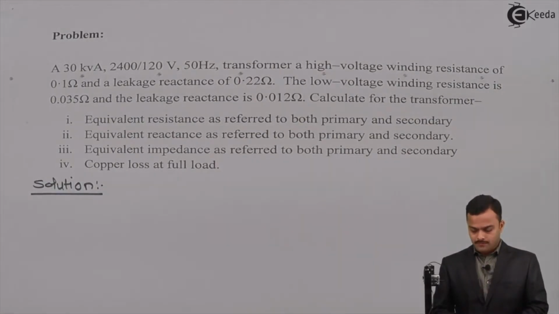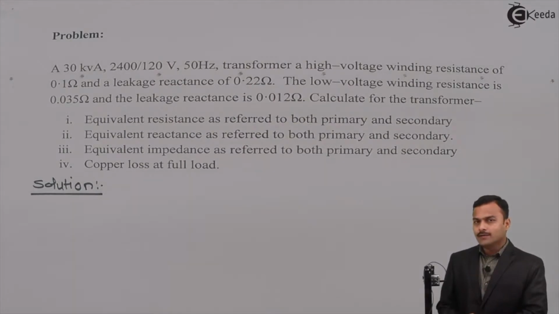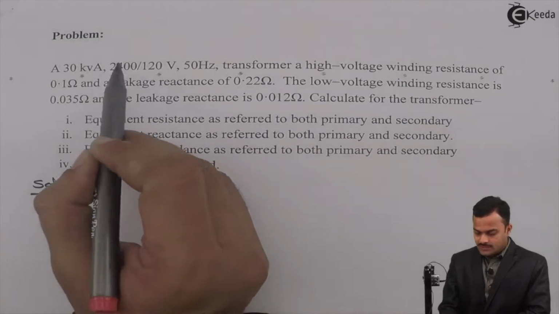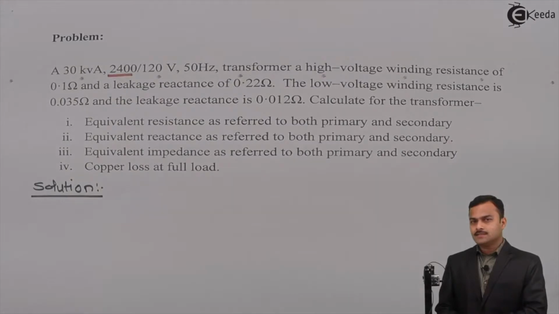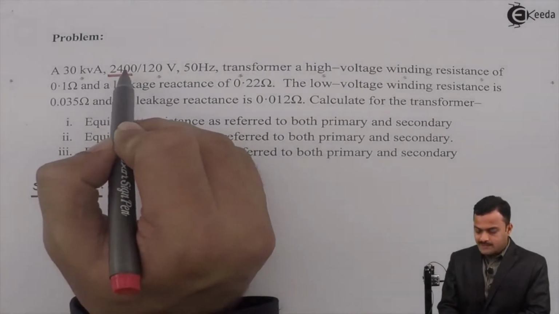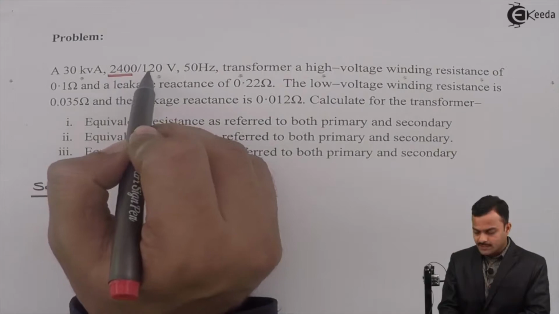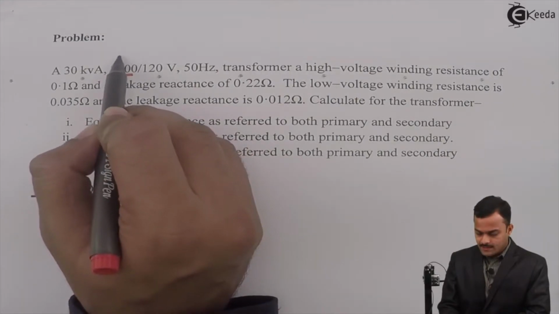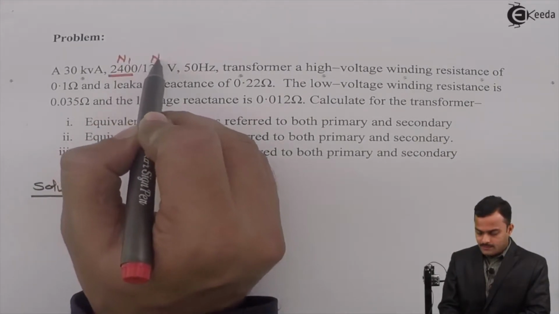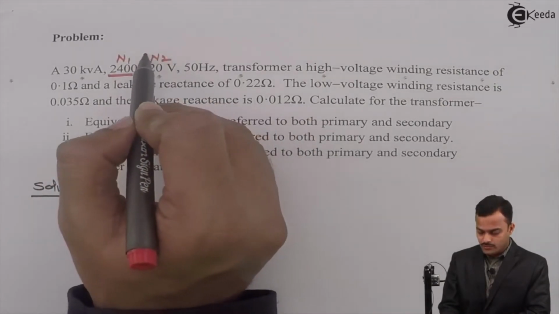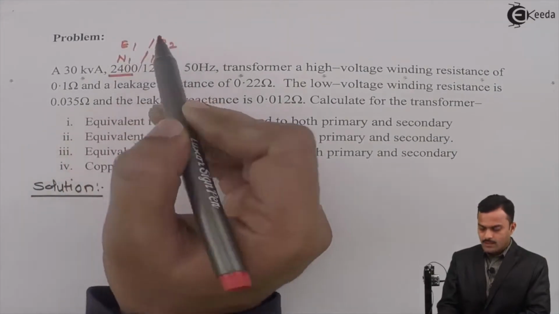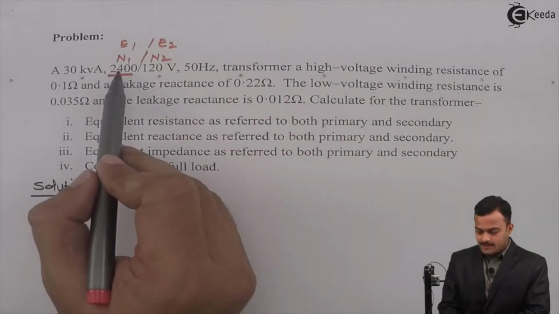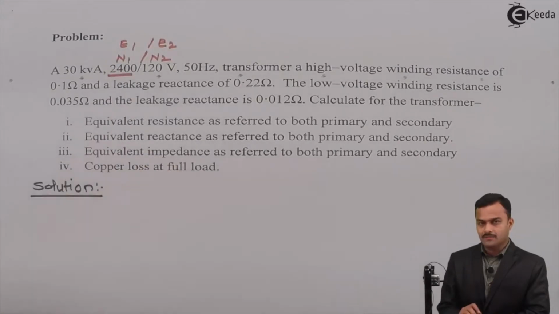Before solving the problem, first I would like to draw the equivalent circuit of a transformer with the given things. So first of all, just check whether the primary is low voltage or high voltage. The primary is the first voltage given and the first voltage is greater than the second, hence I can say the primary to secondary ratio is N1 by N2, or you can say E1 by E2. And I can say over here the high voltage winding is the primary.